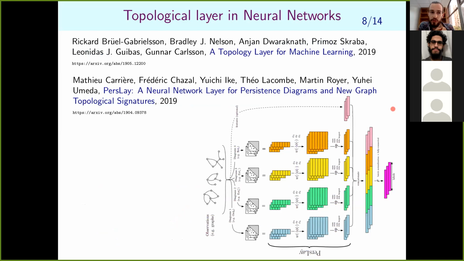So another hot topic is also, of course, neural networks. I don't know anything about that. So I just put these two papers that seem famous. And in the second one, you have this figure. I think they create some kind of, they call that a topology layer. So they add some topological layer in their neural network, which allows to extract homological information. So basically they compute barcodes, right? And I think what they prove is that in these neural networks, adding a persistent homology layer improves the results you can have.